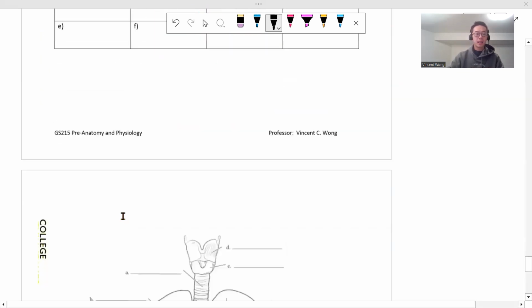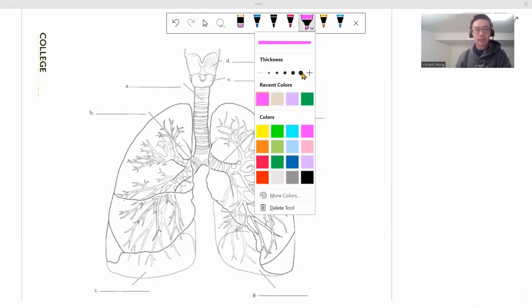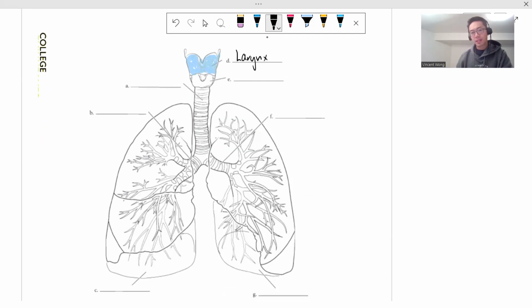Okay. Here's another picture. So this here, we have the larynx, and specifically, this is covered by the thyroid cartilage, right?